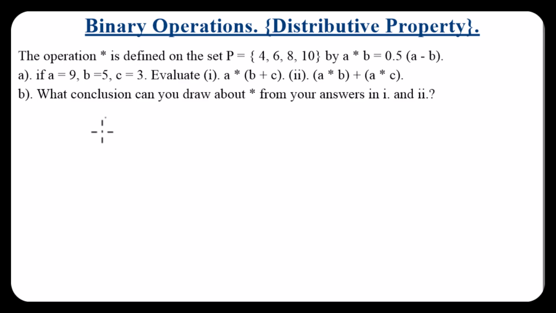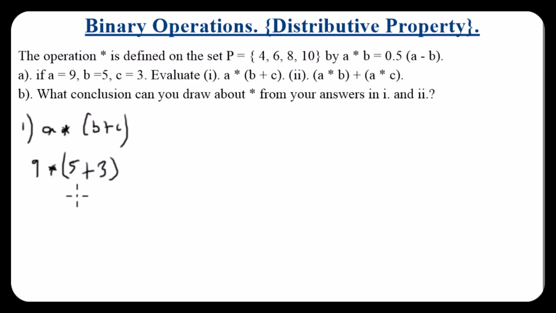All right, so let's start solving. Roman figure 1, we are asked to evaluate A star (B plus C). Trying to evaluate this, A is equal to 9, so 9 star, my B is equal to 5, plus C is equal to 3.